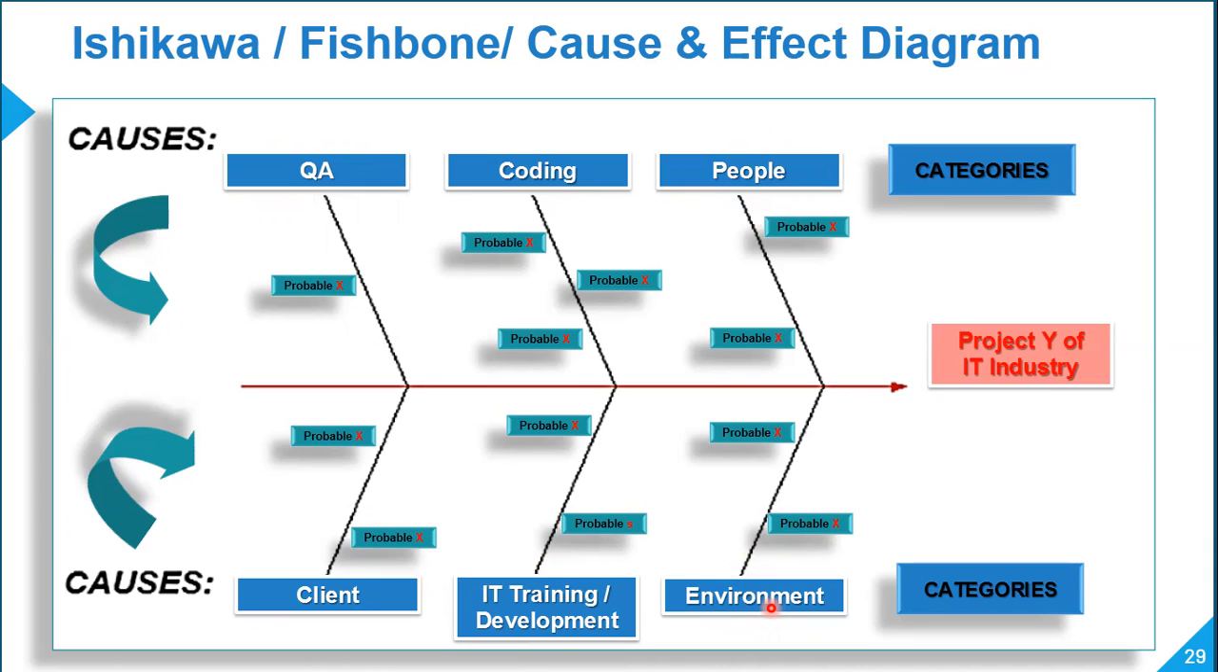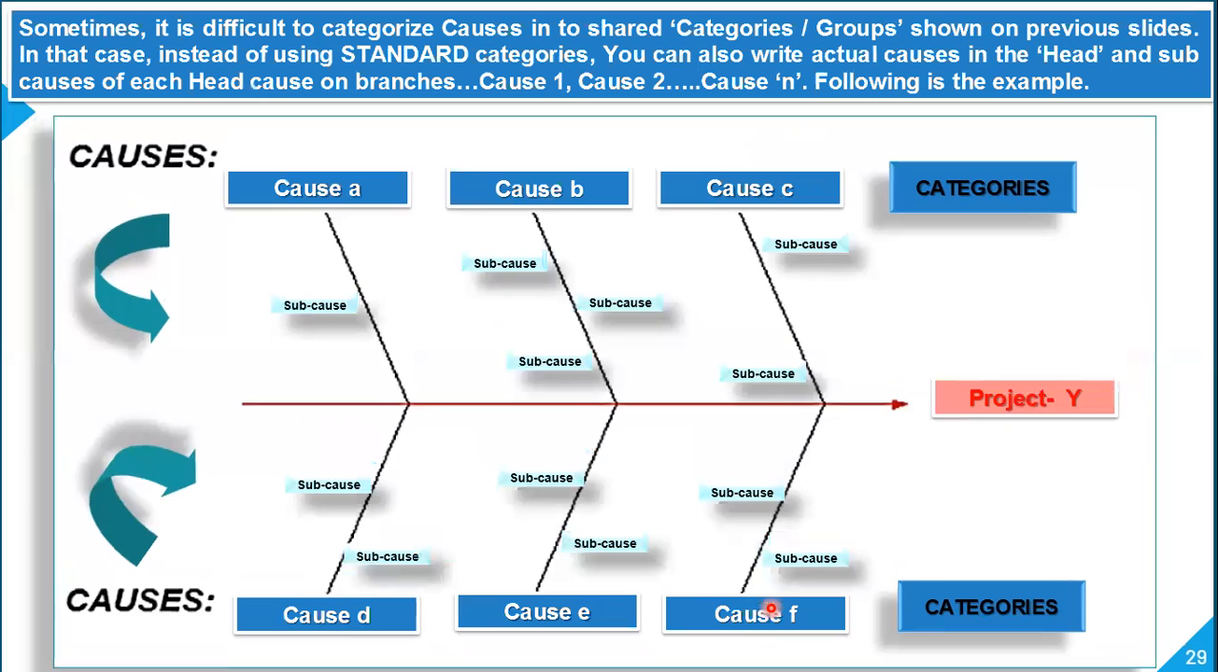So we have seen the example of a fishbone diagram for the manufacturing industry, and also for IT operations and IT enabled services. Let's go to the next slide.